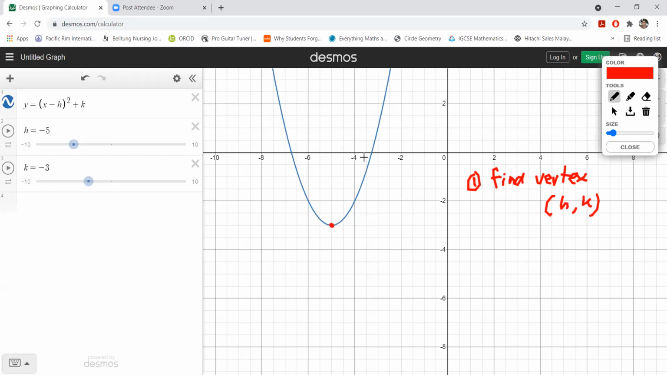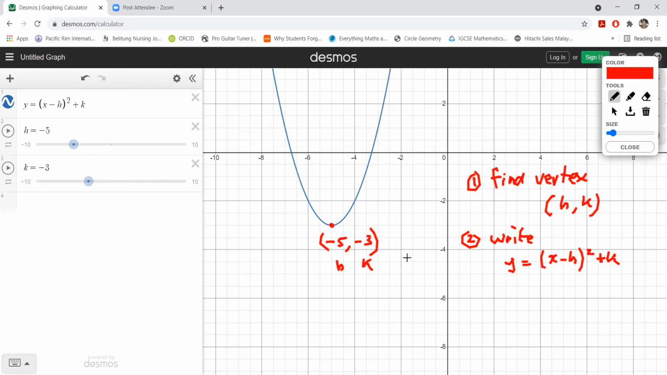Okay, that's this point. So you look at your graph, you can see it's (-5, -3). And this is (h, k). So you write (h, k) here. Then what I want you to do is write your general form: y equals (x minus h) squared plus k. Okay, remember k will shift it up and down. h moves it left or right.